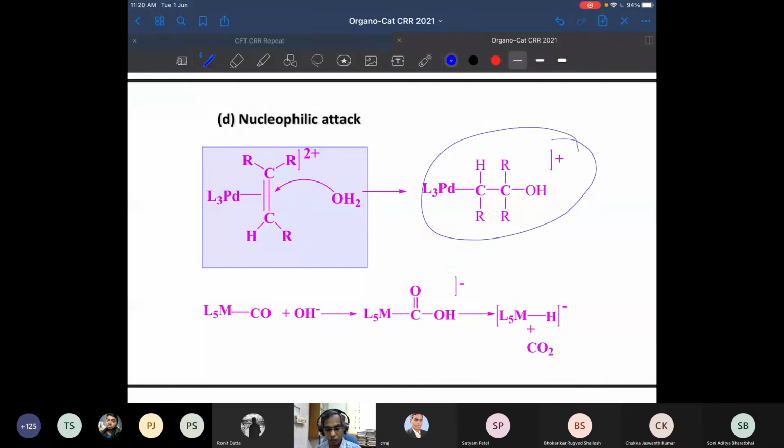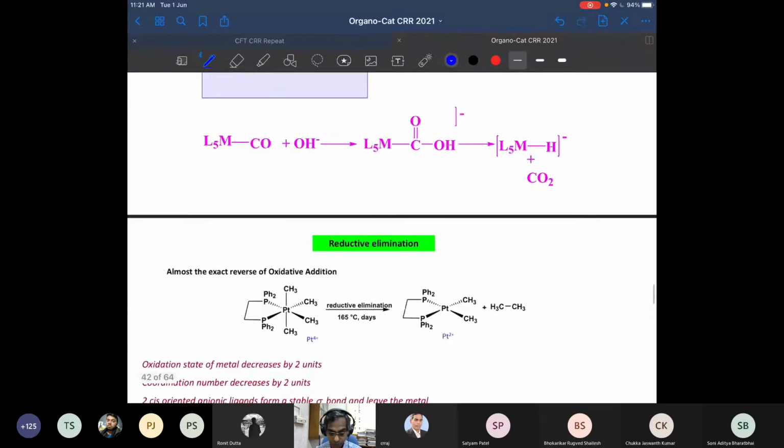We will not be dealing with the nucleophilic attack in our homogeneous catalytic reactions, but we will be dealing with association, dissociation, oxidative addition, and migratory insertion. So you need to remember the criteria, the requirement for oxidative addition and the requirement for a migratory insertion. For oxidative addition, it should be coordinatively unsaturated. For migratory insertion, both ligands should be in the cis position, preferably.